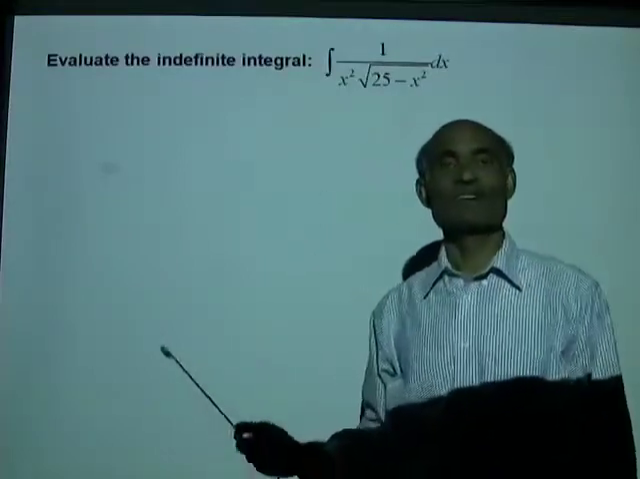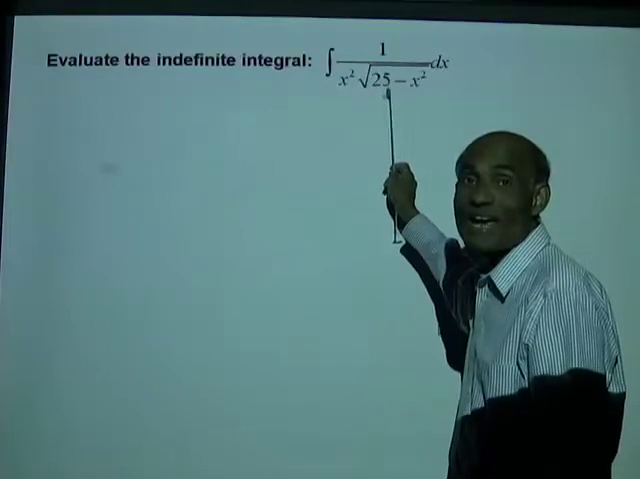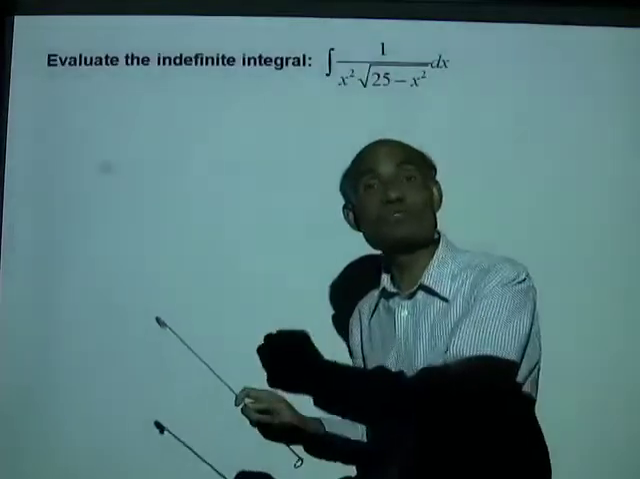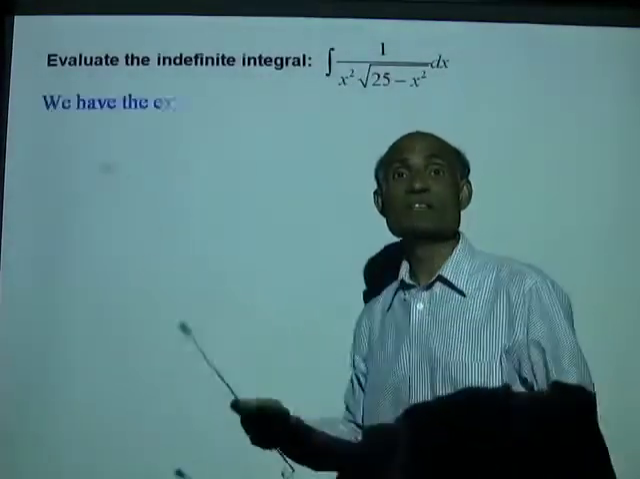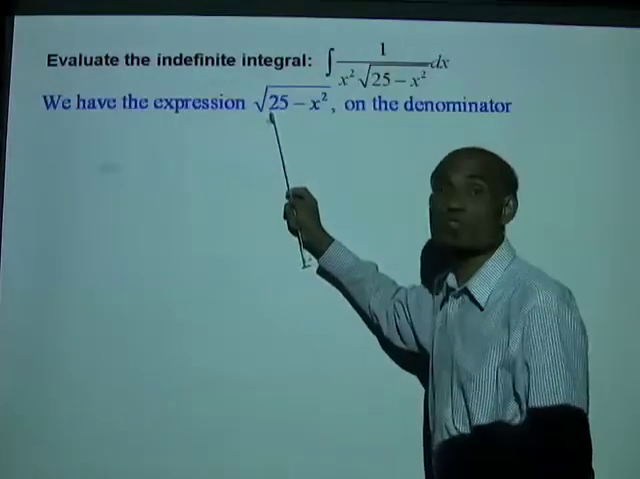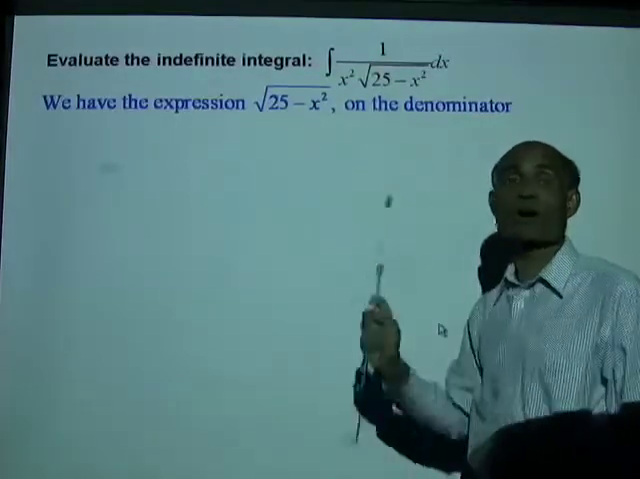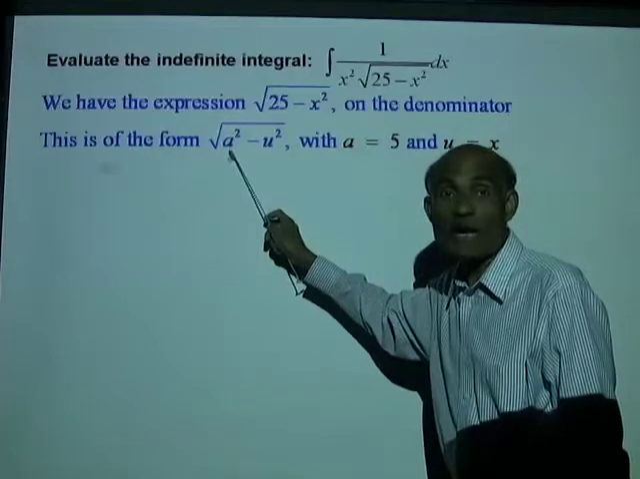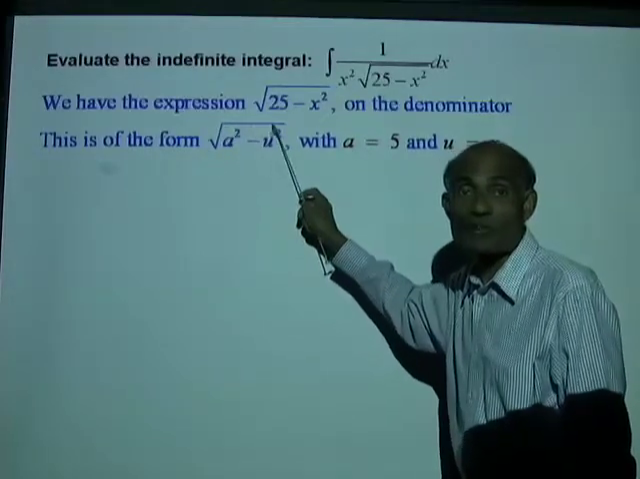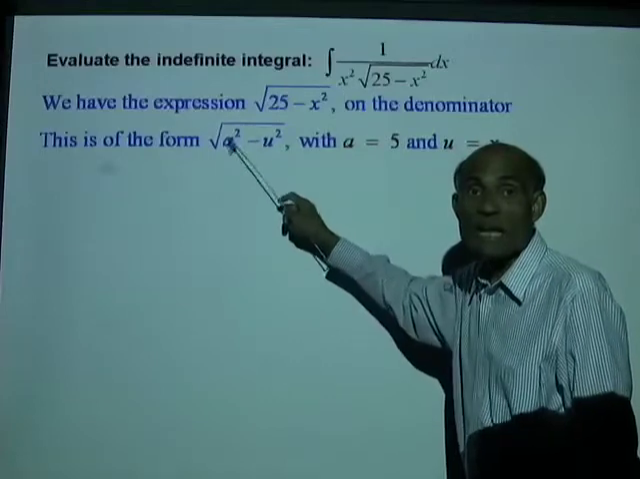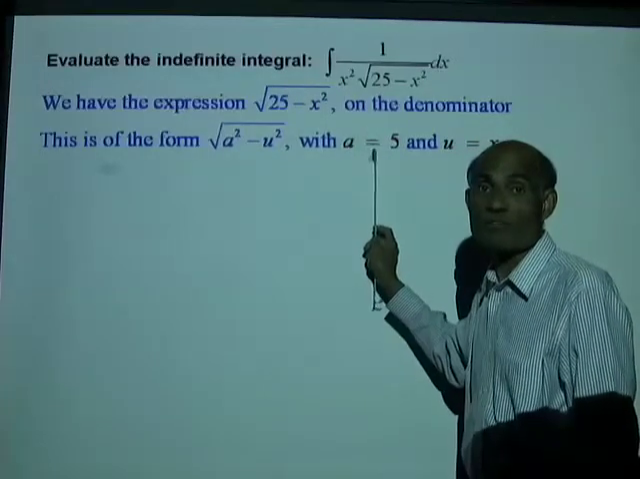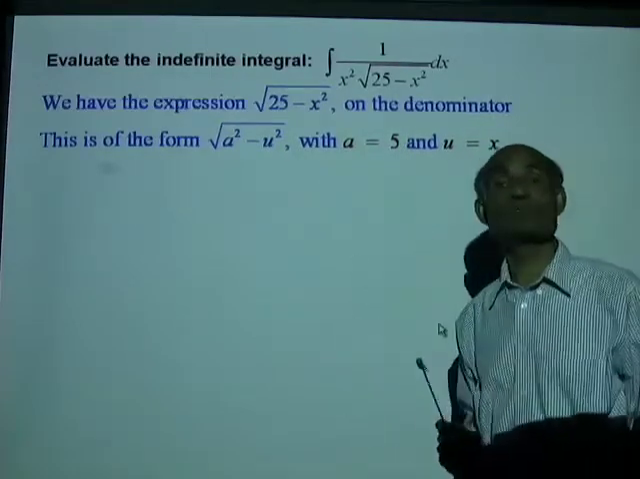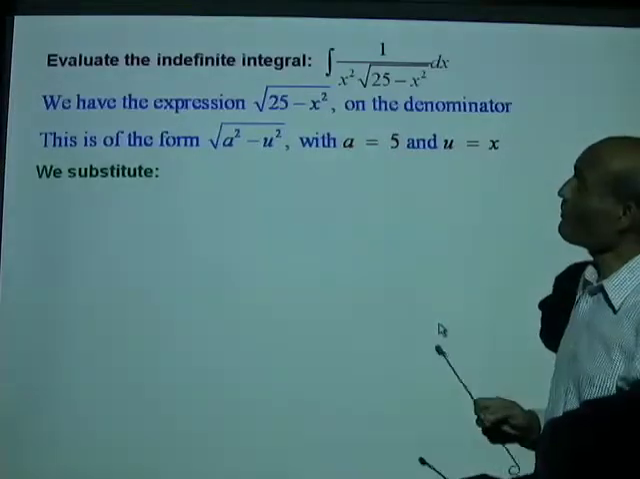What form is it? It is of the form square root a squared minus u squared. So what is your a? What is your u? Those are the things you must think about. So we have the expression square root 25 minus x squared in the denominator, and this is undoubtedly of the form square root a squared minus u squared, with a squared equal to 25, therefore a equal to 5, u squared equal to x squared, therefore u equal to x.